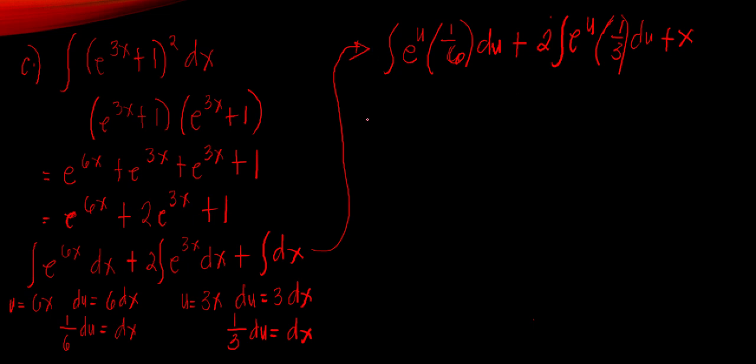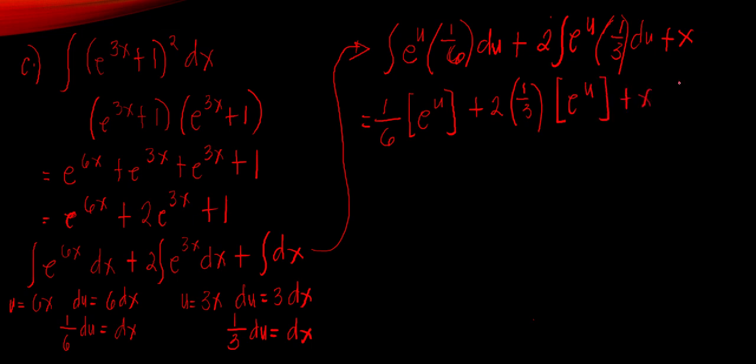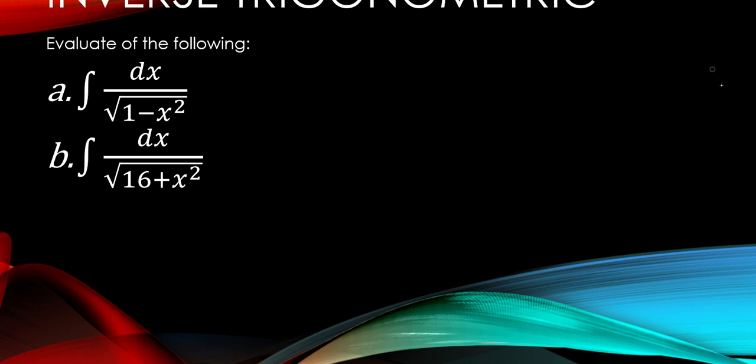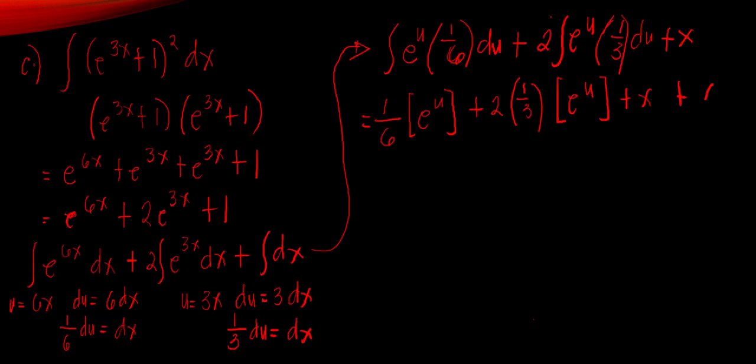Okay, so this will be equal to, we can isolate 1 over 6. And then the integral of e raised to u du is equal to e raised to u plus 2 times 1 over 3. Then the integral of e raised to u du is e raised to u plus x plus c.